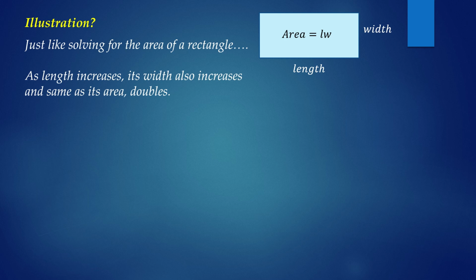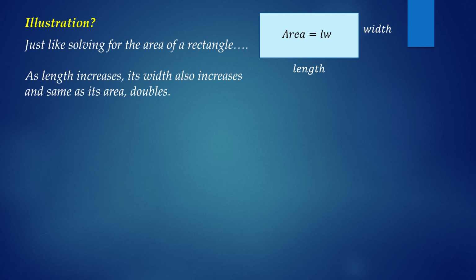May mga ribbon nga rolyo, rectangular gihapon siya by nature. Example, ang iyang width is 2 inches pero ang iyang length taas kaayo kay rolyo man siya. But still, kung imo siyang putlon by segment, makacreate siya og rectangle. So lahi na pod na sa dimension. As length increases, its width also increases.